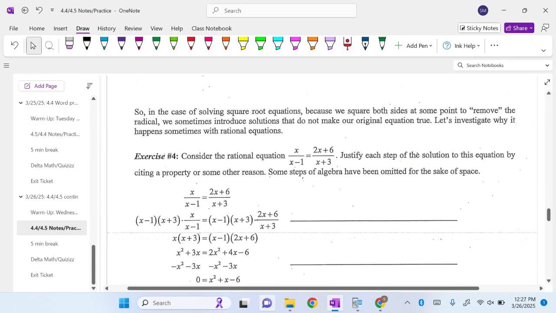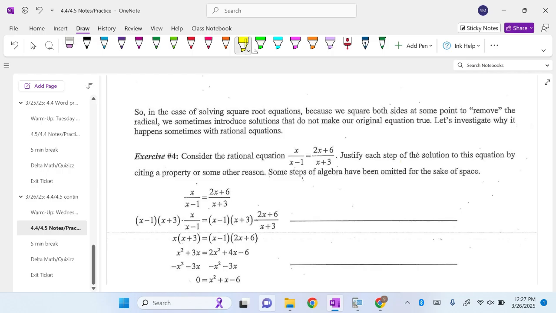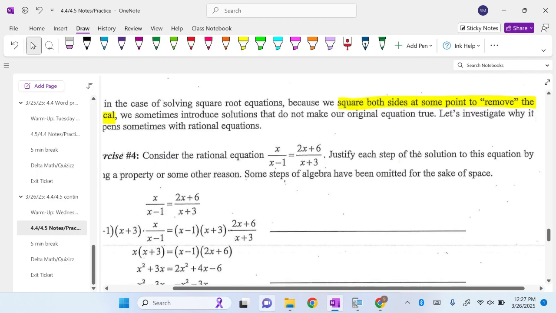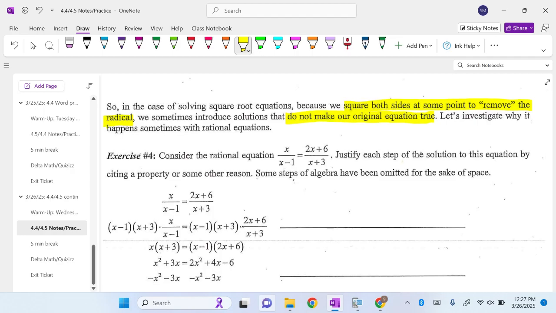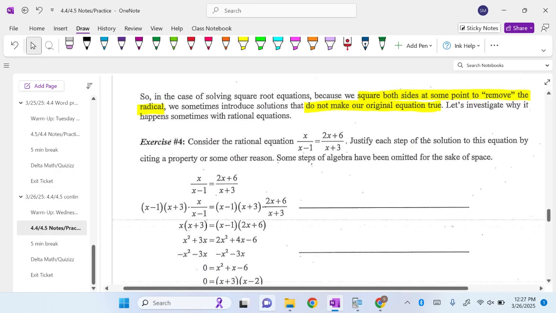So now we're going to look at it from a rational perspective. In the case of solving square roots, we would square both sides to remove the square root, because that's the opposite of a square root. It's a square. And we introduce solutions that do not make our original equation true because of squaring it. So let's investigate why that happens with rational equations.